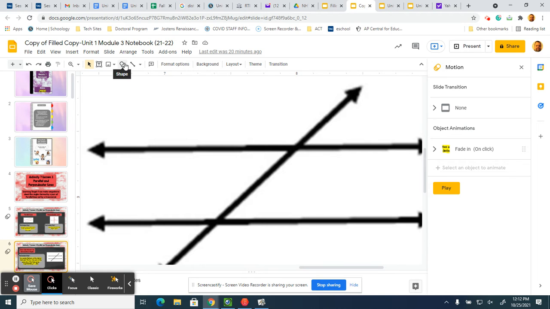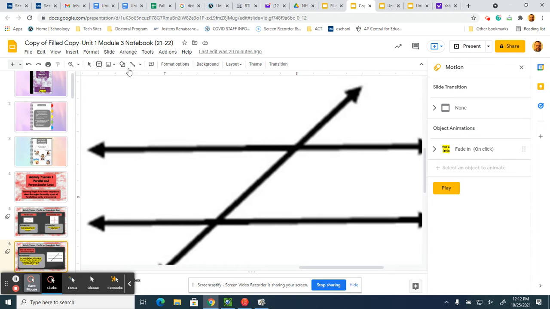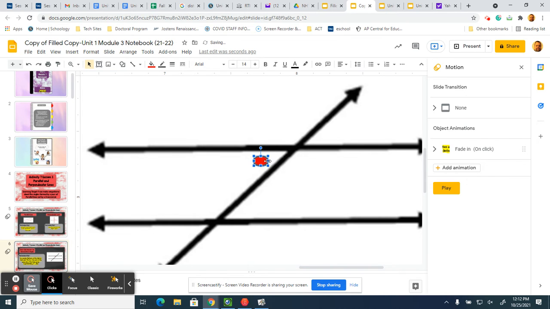And I'm going to use this shape tool up here. And let's just use the circle. I'm going to create a circle. There we go. I'm going to change the color to red. So notice it's on the inside of the interior angles. And the one that matches with it goes right there. So these are same side interior angles. Let me make it a little bit bigger even.